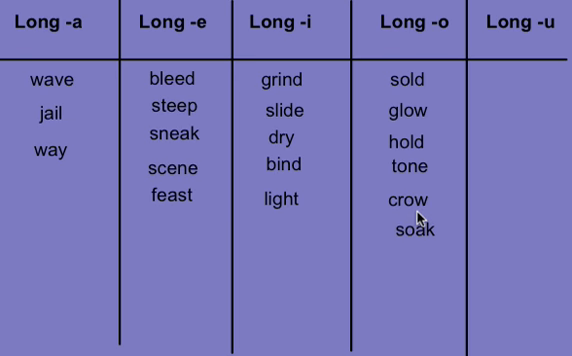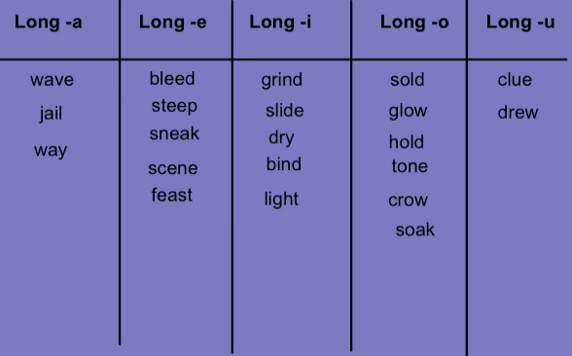And our last column is long U. And we have 4 words left, so this we know. We know that these are all long U, but let's talk about them. We have clue, right? We see that U. We know that U is long. Clue. We have the word drew. It makes the U sound, but it does not have a U. It's an EW that makes that U sound.